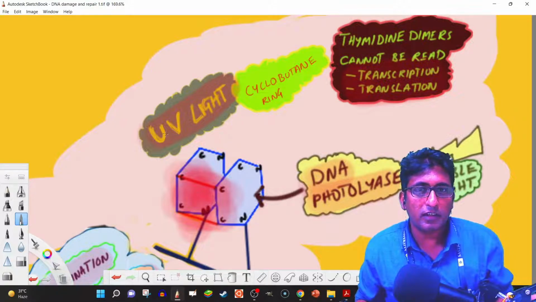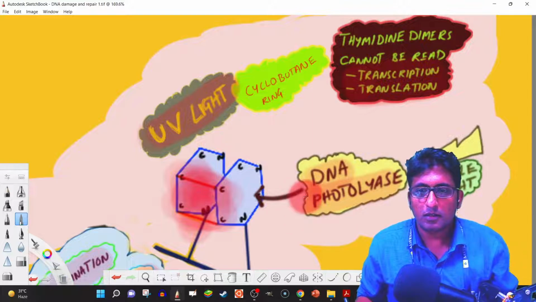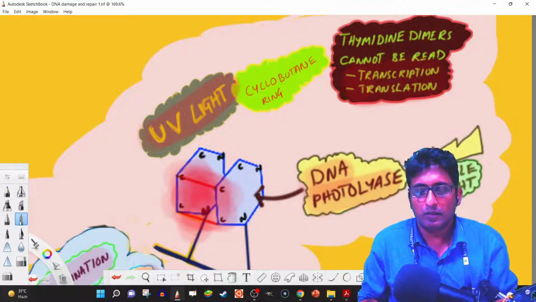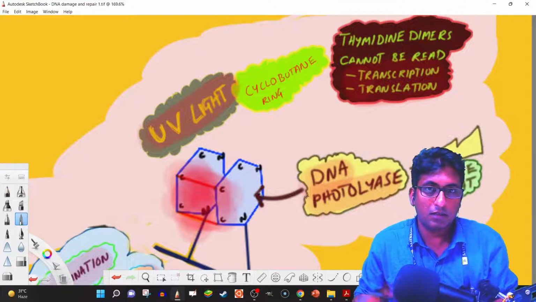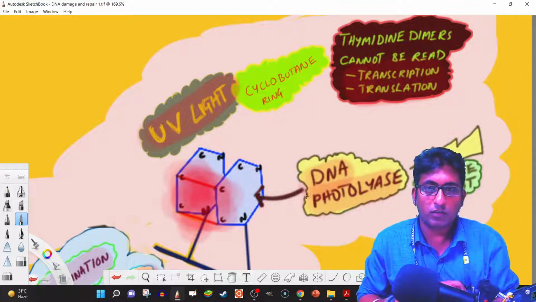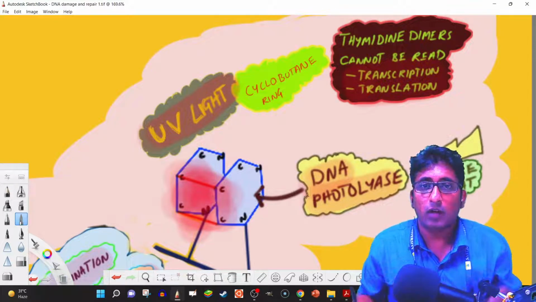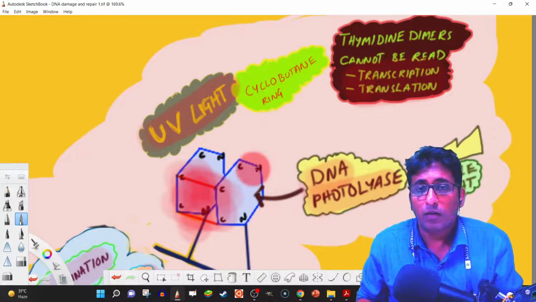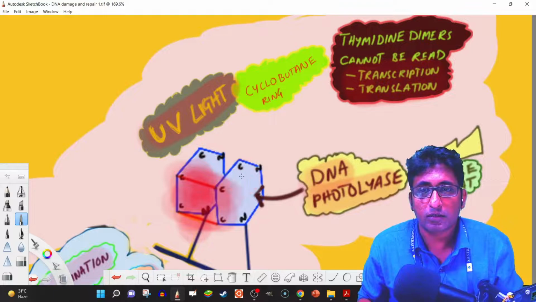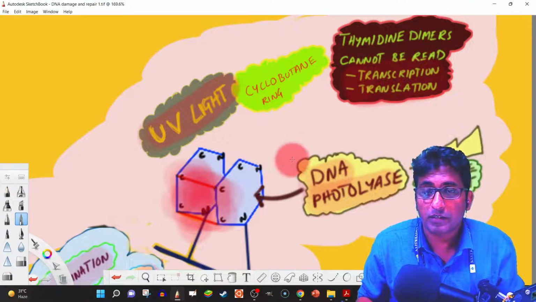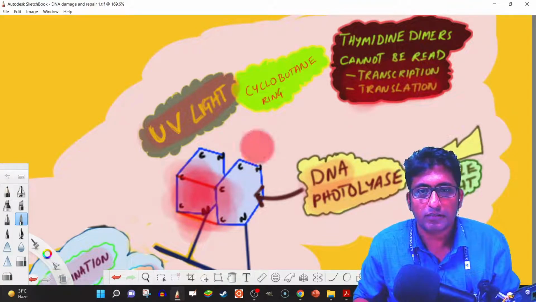And compared to methyltransferase, this is much more efficient, because all that photolyase does is, after exposure, if we let it stay in the dark for some time and then put it in the light, during dark time it will scan through the DNA, bind to these thymidine dimers, and using the visible light it will undo the cyclobutane ring. And now DNA polymerase can read these bases, and so can RNA polymerase, so that replication can proceed. Translation is not affected, it should have been replication.